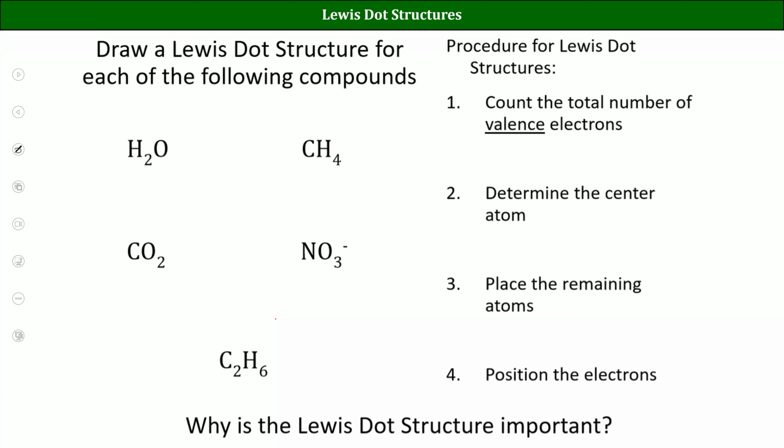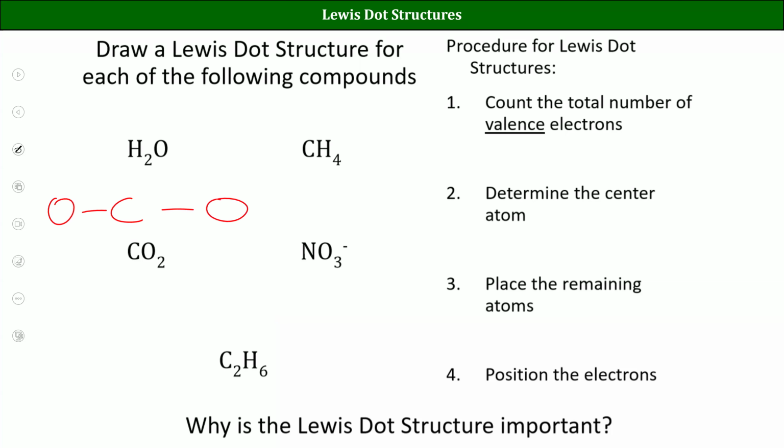Excuse me. So I know I just said whatever's least electronegative goes in the middle, but there's an exception to that. If we're talking about CO2, carbon is less electronegative than oxygen, so carbon's going to go in the middle. And we get something that looks like this.